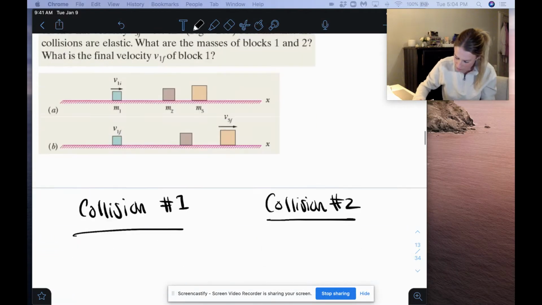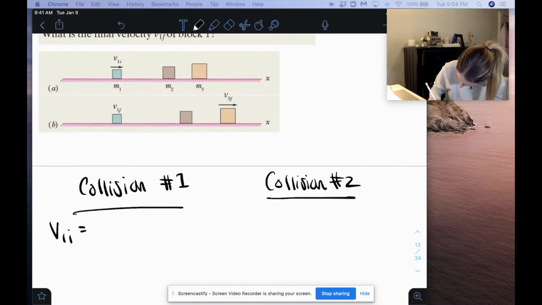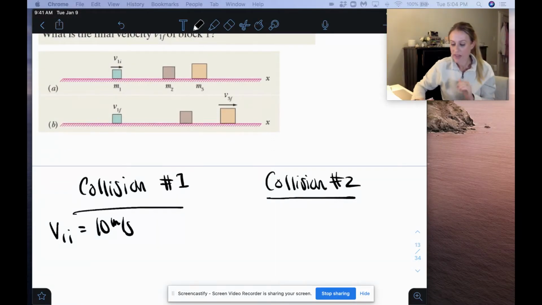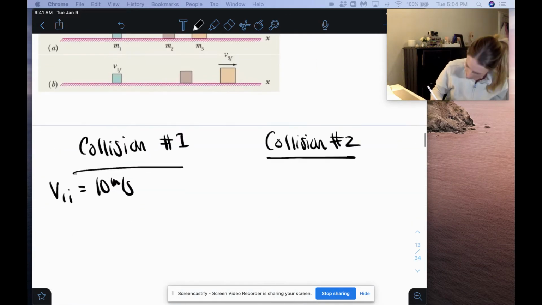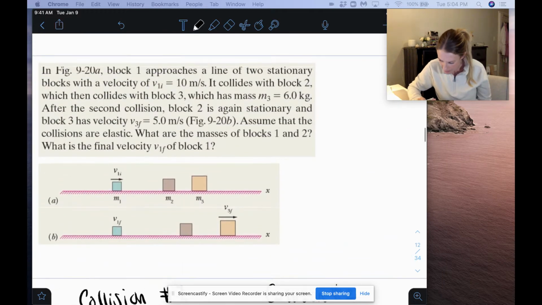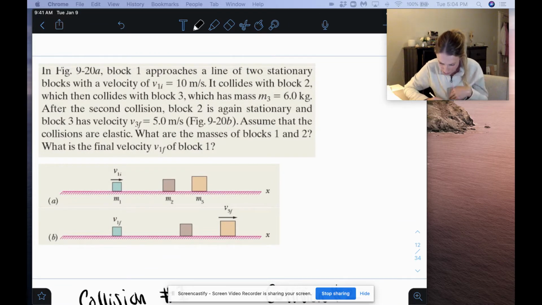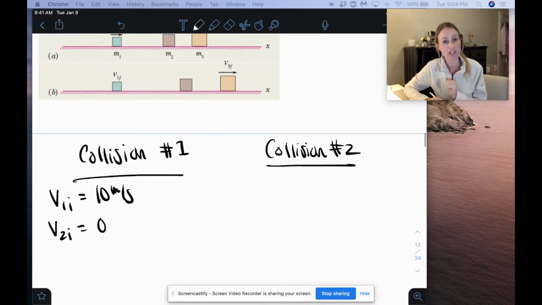For collision number 1, it says v1 initial is 10 meters per second. And we know that both block 2 and block 3 are initially stationary, so my v2 initial is 0. It then tells me that block 1 collides with block 2, which then collides with block 3, and after the second collision, block 2 is stationary. So we don't know what the final velocity of block 2 or block 1 is after collision number 1. That's all the information we know about collision number 1, which is not much.